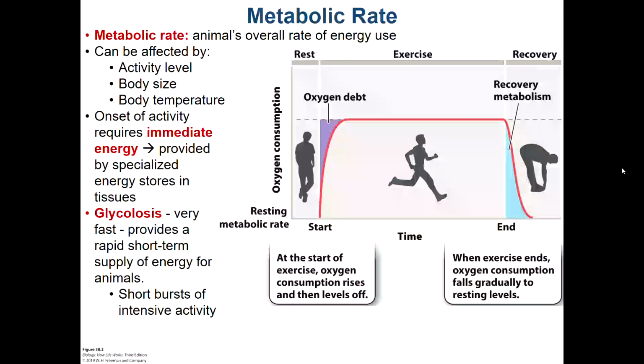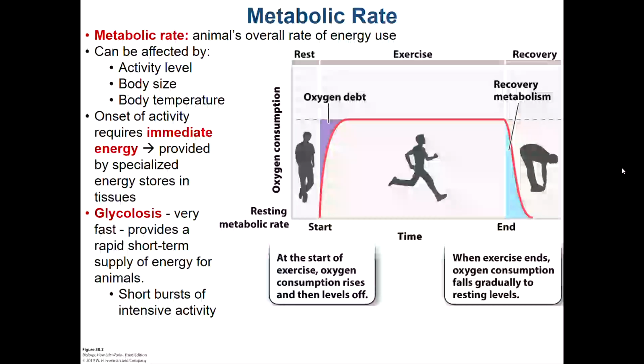So what is our metabolic rate? Our metabolic rate is an animal's overall rate of energy use, and it can be affected by three things: activity level, body size, and body temperature. We're going to talk about how each of these three affects metabolic rate, and we're going to start with activity level.